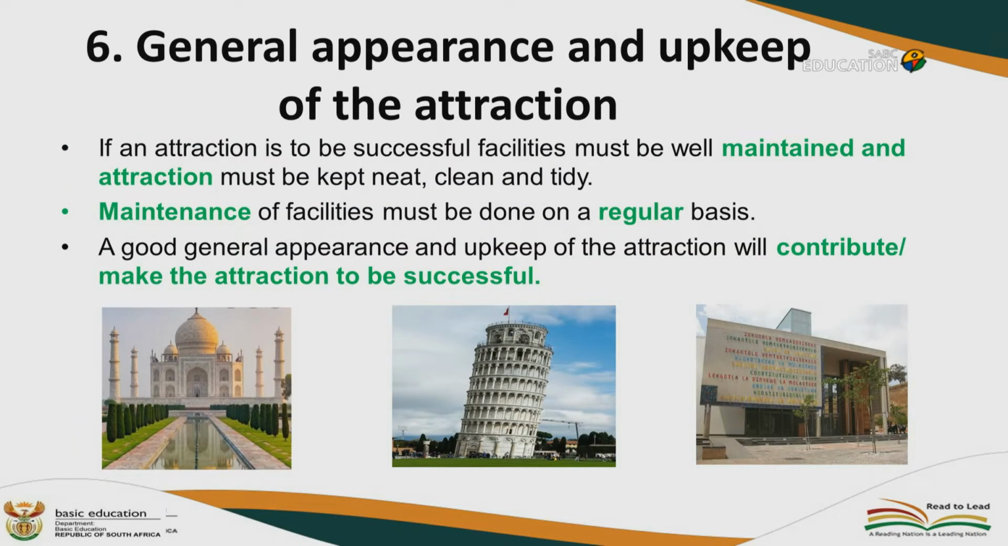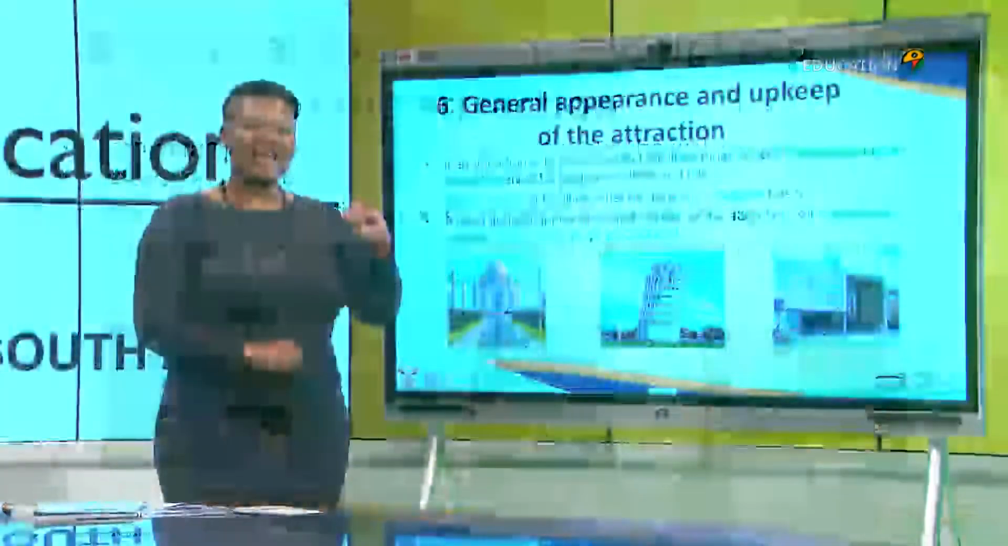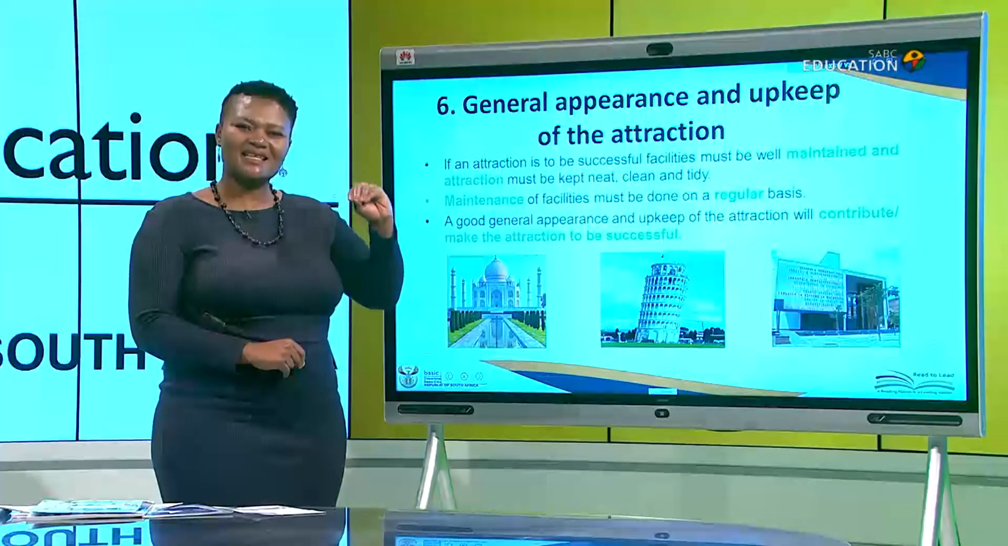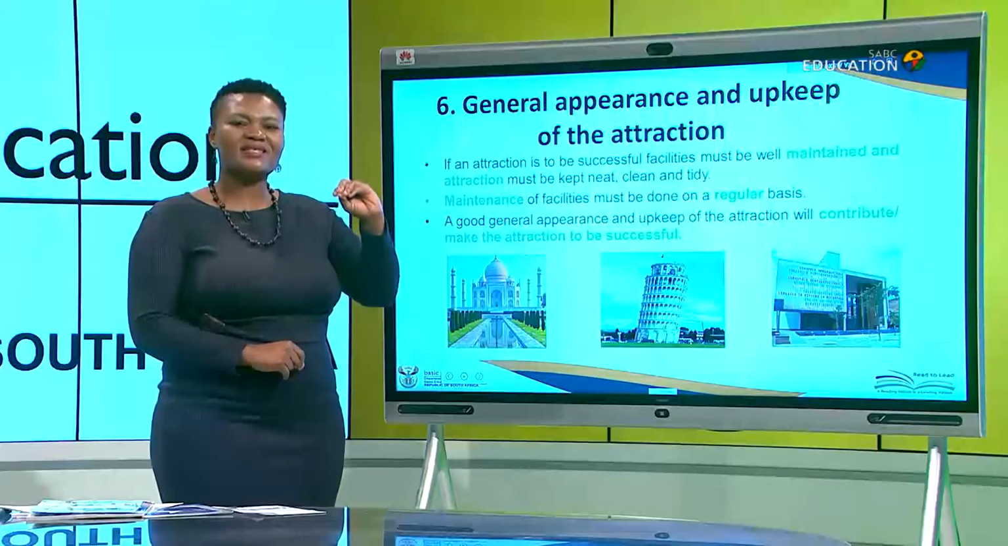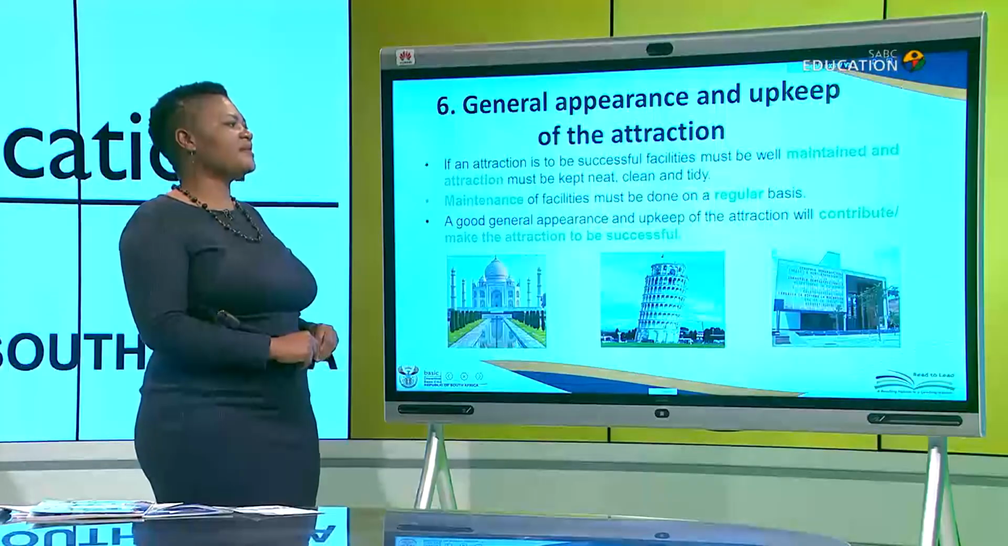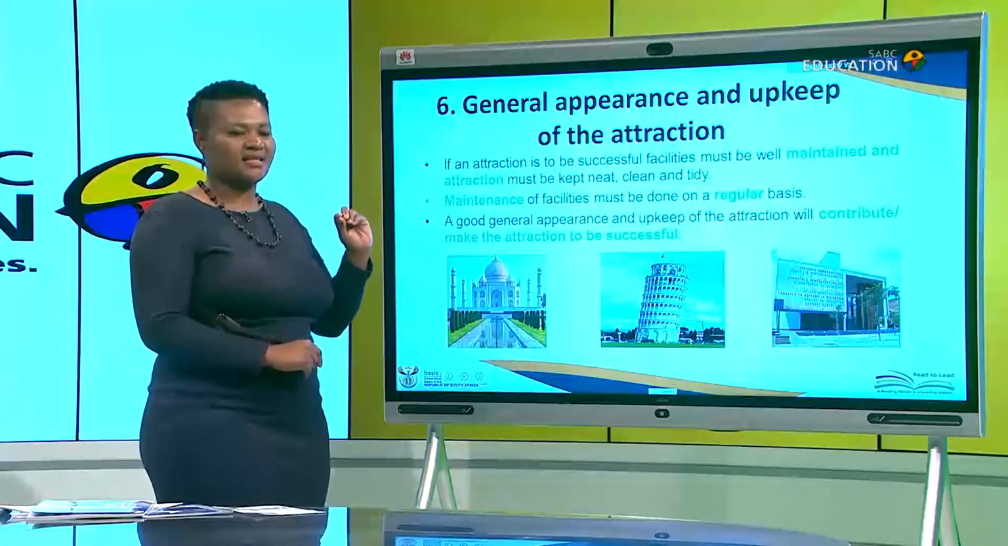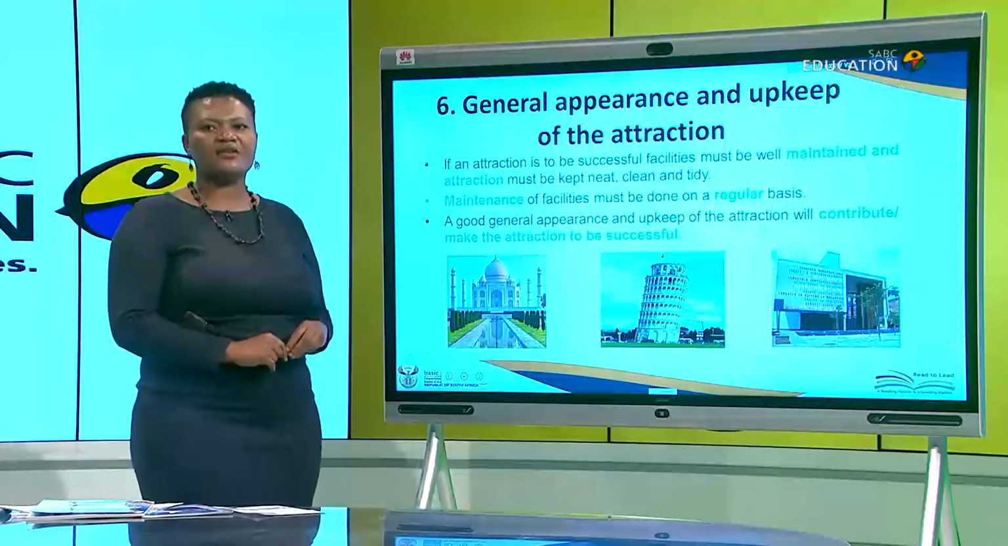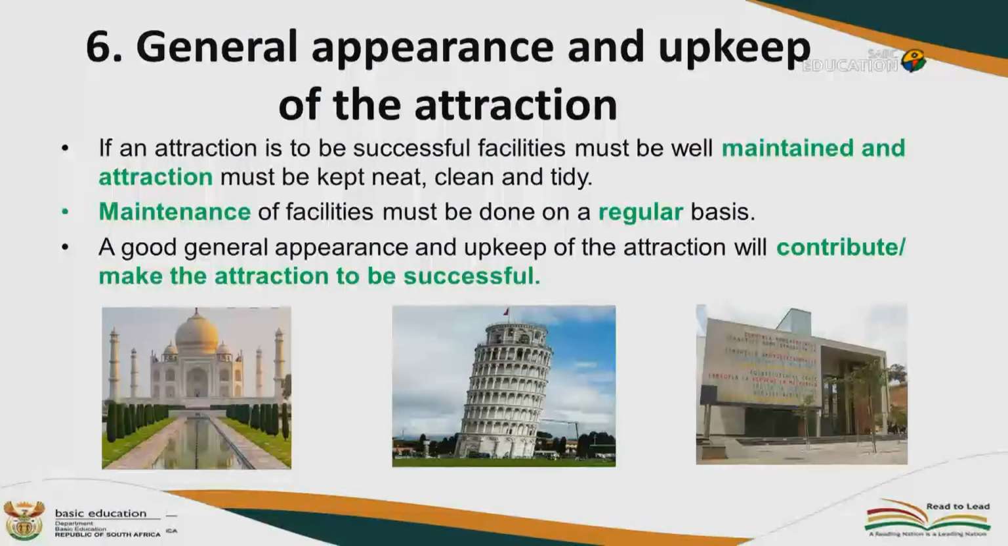And then the sixth factor is the general appearance and upkeep of an attraction. If an attraction wants to be successful, facilities must be well maintained and the attraction must be kept neat, clean, and tidy. What? Well maintained, neat, clean, and tidy. So if you want your attraction to be successful, you need to consider the general appearance and the upkeep of this attraction. Maintenance of facilities must be done on a regular basis. A good general appearance and upkeep of the attraction will contribute to the success of a tourist attraction.